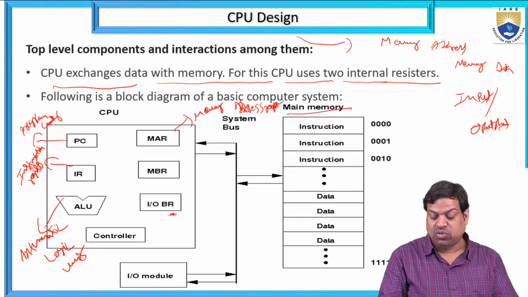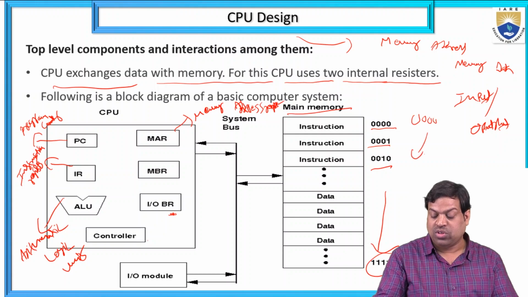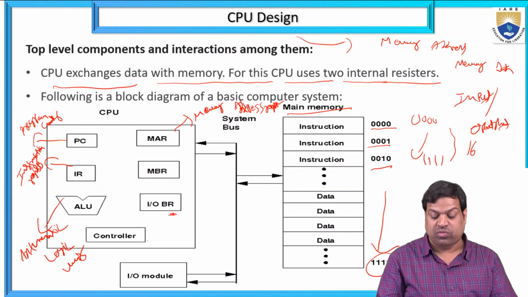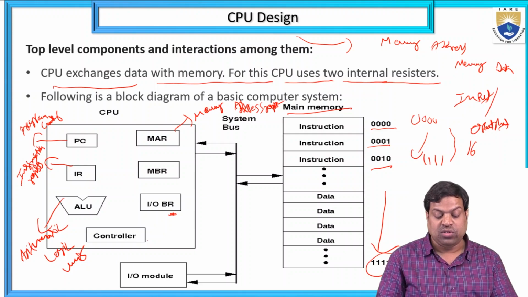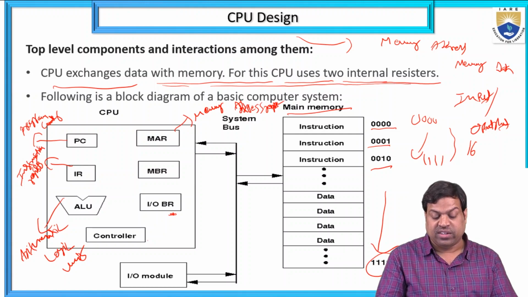Instruction 1, instruction 2, instruction 3, that is 0000, 0001, 0010, and so on up to 1111. So it is starting from 0000 to 1111. How many are there? 16 operations are performed, 16 instructions are there. So the CPU exchanges the data with memory. For that, the CPU uses two registers in the basic computer system.